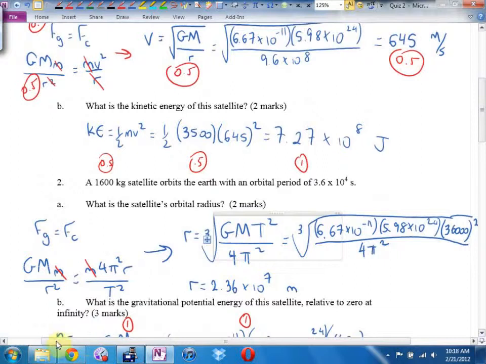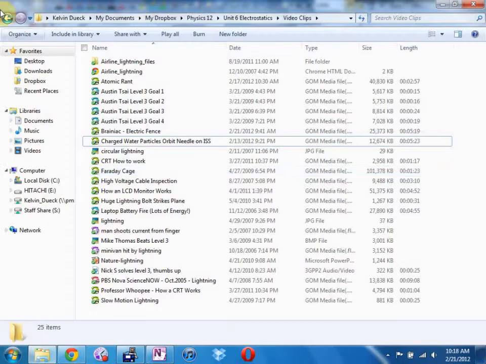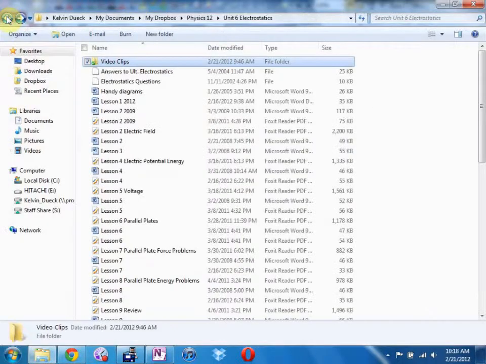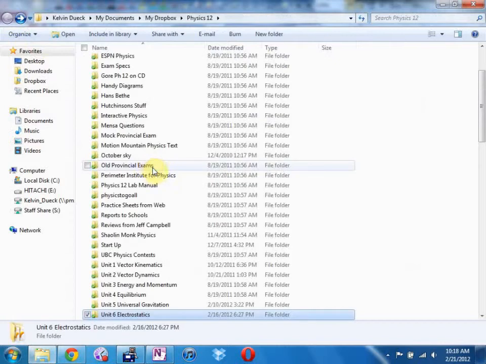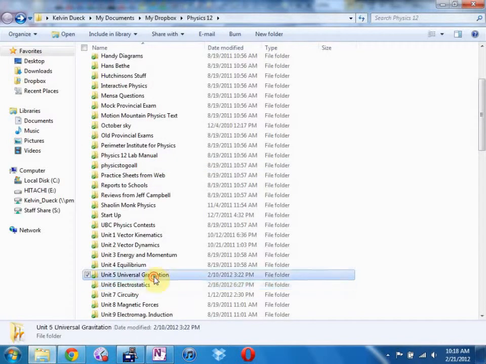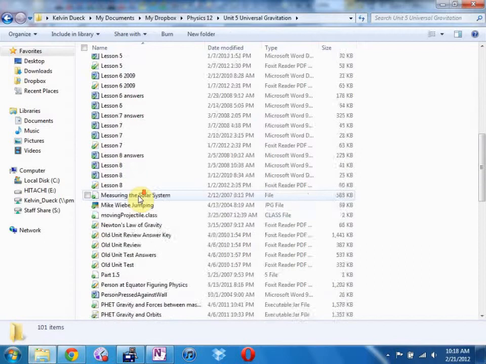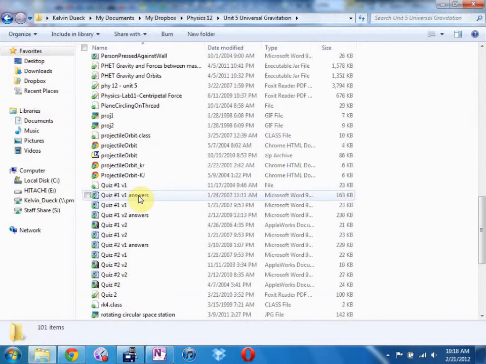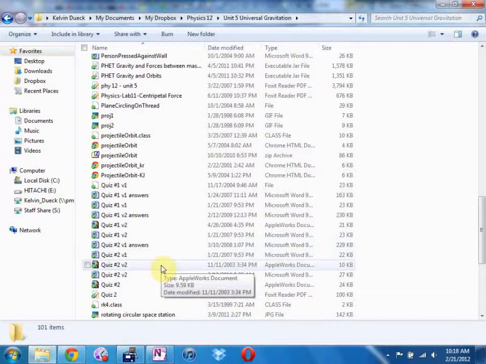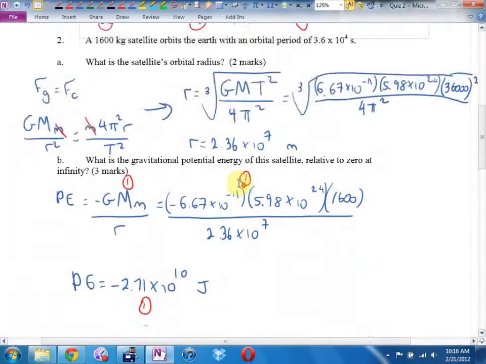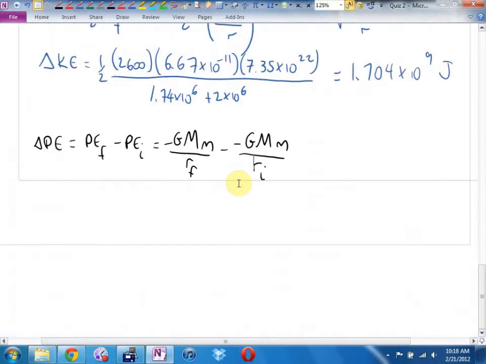This is quiz number 2, version 2. Let's go find it, Mr. Dueck. Quiz 2, version 2. Oh, I don't have a quiz 2, version 2 answers. I guess this is it. Never mind. I stand corrected. I got to crunch these. Thought I could take a shortcut. My bad. Okay.